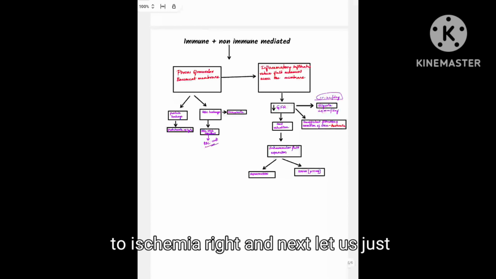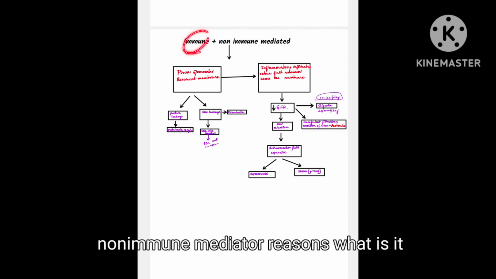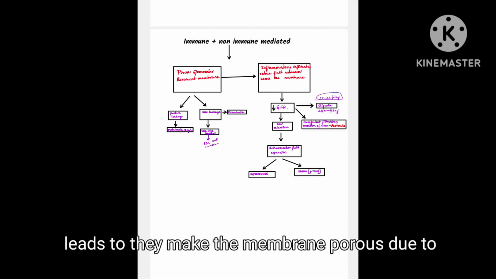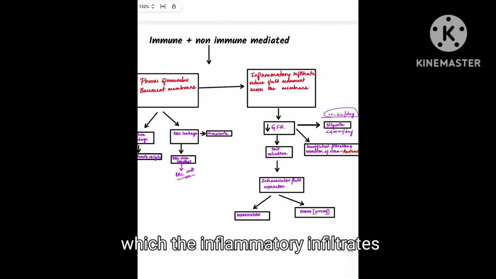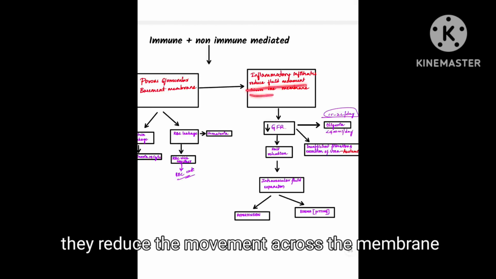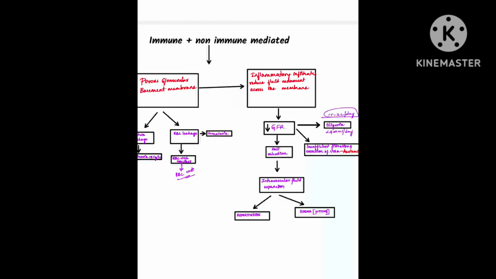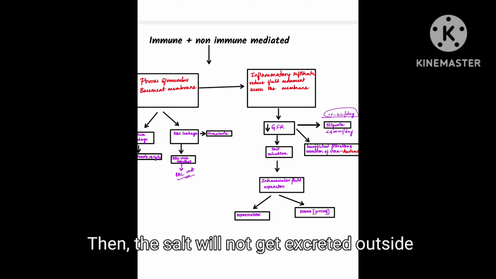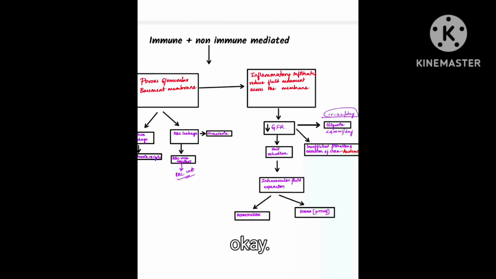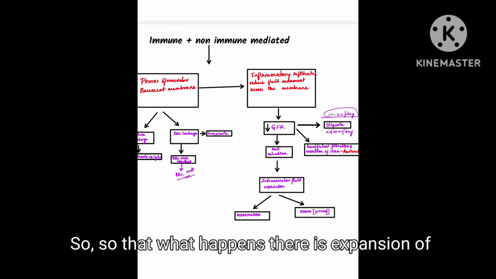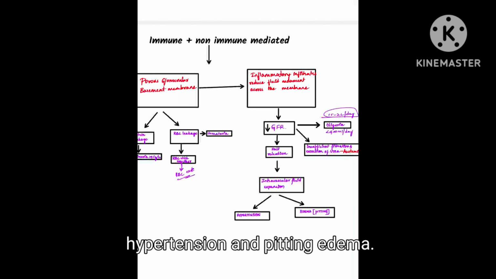And next, let us summarize this pathogenesis. As I already told about the immune and non-immune mediated reasons, what does it lead to? They make the membrane porous, due to which inflammatory infiltrates reduce the movement across the membrane, so that the filtration rate decreases. If the filtration rate decreases, the salt will not get excreted outside the body, so that there is salt retention. So there is expansion of the intravascular fluid, which leads to hypertension and pitting edema.